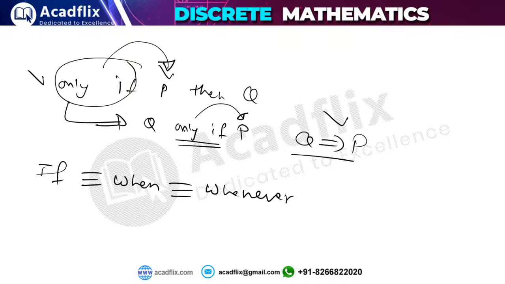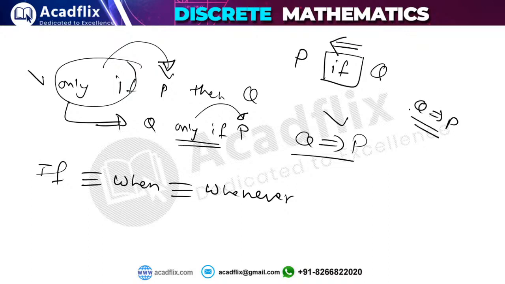So Devika, did you get this point? Just put if in the middle. Put something here. Put something here. Now the if will go in the backward direction. So finally you will get Q implies P. Okay. So let's move on.